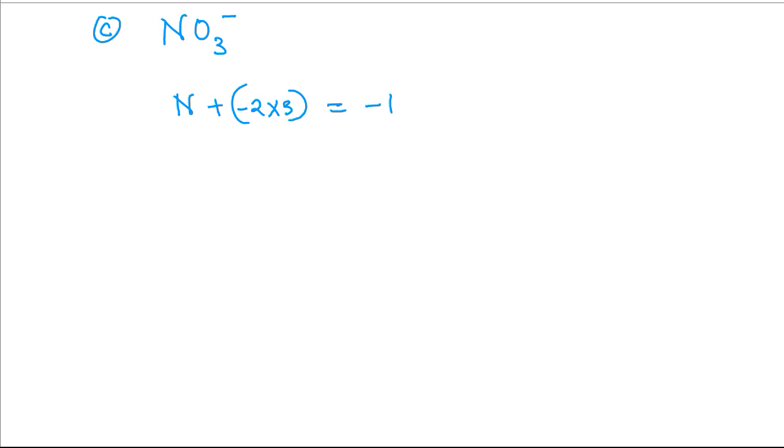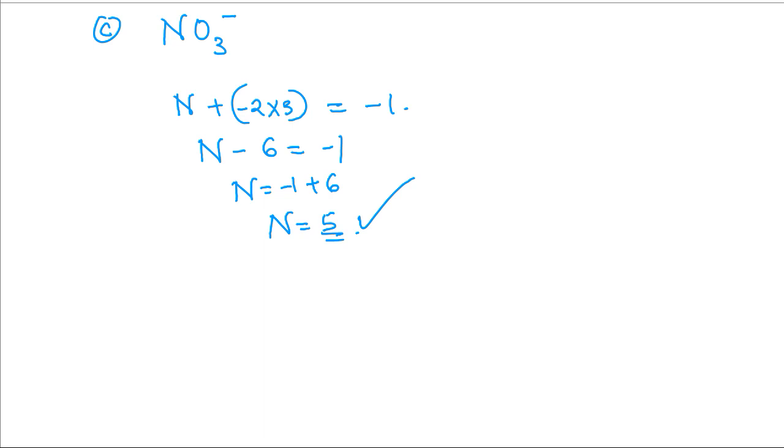Another one, you want to talk about nitrate ion, the oxidation number of nitrogen in nitrate ion. So that is nitrogen plus -2 times 3, overall charge is -1. So that is N - 6 equals -1. N is -1 plus 6, therefore N equals 5. And this is the oxidation number of nitrogen in nitrate ion.